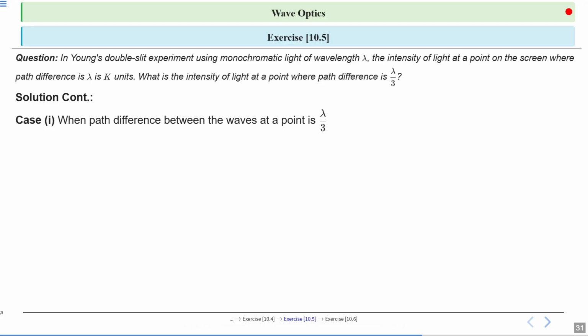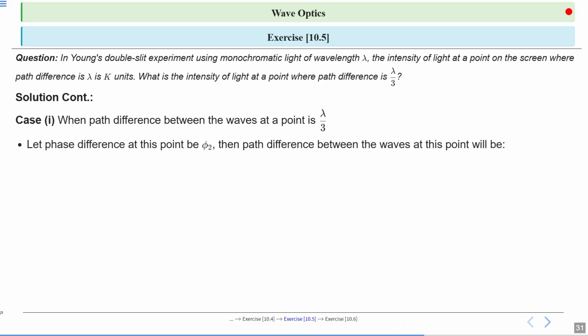Okay, so let's start by considering a specific case where the path difference between the waves at a specific point on the screen is lambda by 3. Now we'll determine the phase difference at this point. We will call it phi 2. The phase difference is a measure of how out of step the waves are with each other.